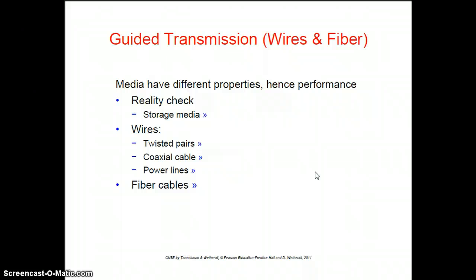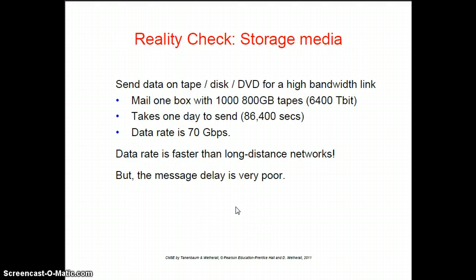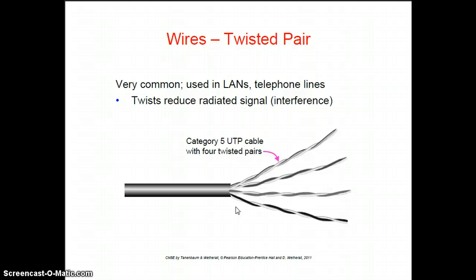We will talk later about the radio transmission. It means that for the guided transmission media here, media have different properties, hence different performance. We have the media as a twisted pair, coaxial cable, and the fiber optics. Let's start here with the wire as a twisted pair.